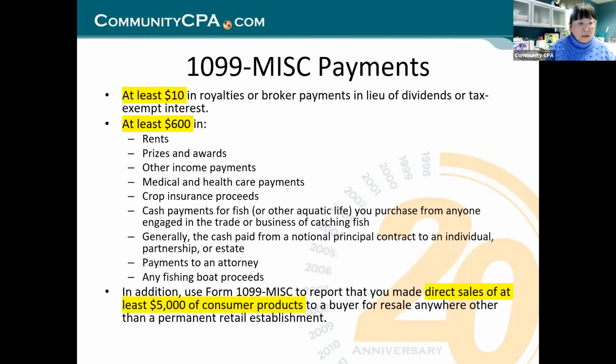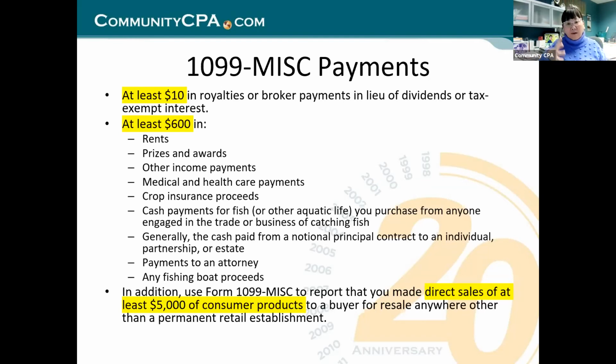All right. So there's a couple of other kinds of 1099 also important to mention. One of them is the royalties. If you have $10 in royalties, then the person who issues your royalty statement would have to do a 1099 for you. See, this is the $600 I was talking about. And if you make direct sales of at least $5,000 of consumer products to a buyer for resale anywhere other than a permanent retail establishment.